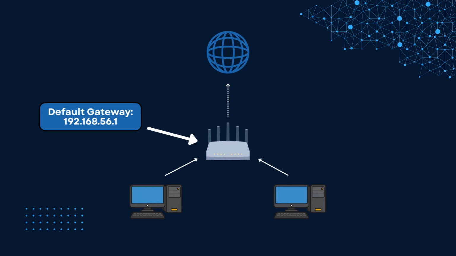The default gateway is the device that connects your local network to other networks, usually the internet. You can think of it as a doorway. When your computer wants to send data outside your local network, it sends it to the default gateway, which forwards it to the right destination. Most of the time, the default gateway is your router's IP address. Without it, devices on a local network can talk to each other but cannot reach the internet.